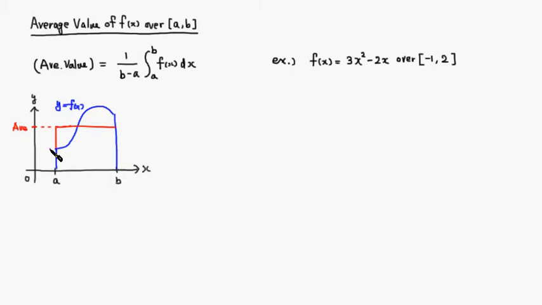Let's say this blue curve is the graph of the function going from a to b. The integral represents the area under the curve from a to b, so I'm going to shade it in green. This is the definite integral from a to b of f of x dx. This guy is the green region.